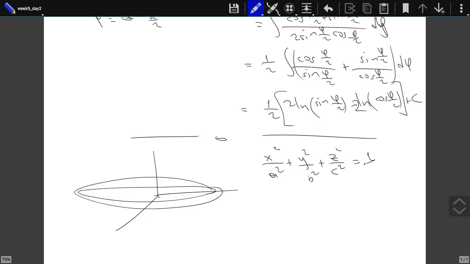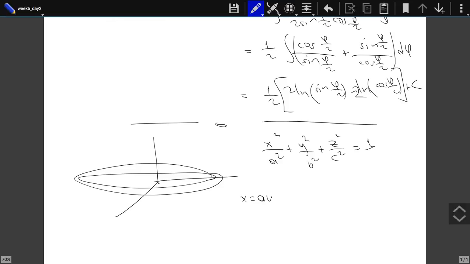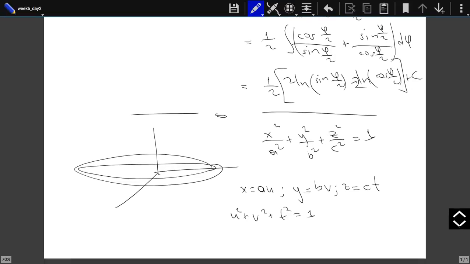Now let's get rid of the a, b, and c. Let's define new coordinates. Let's say x is equal to a times u, y is equal to b times v, and z is equal to c times t. Then u squared plus v squared plus t squared is equal to 1. So in this u, v, t space, it is a sphere, not an ellipsoid. Of course, we have to convert our problem to these new variables. So that can be tricky.